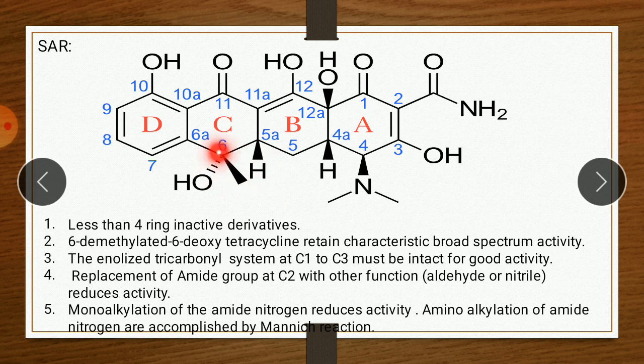But if we remove the methyl group, suppose if we remove the methyl group on the 6th position, then this compound is called a 6-demethylated compound. Similarly, if we remove the hydroxyl group on the 6th position, then it is called 6-deoxy tetracycline.